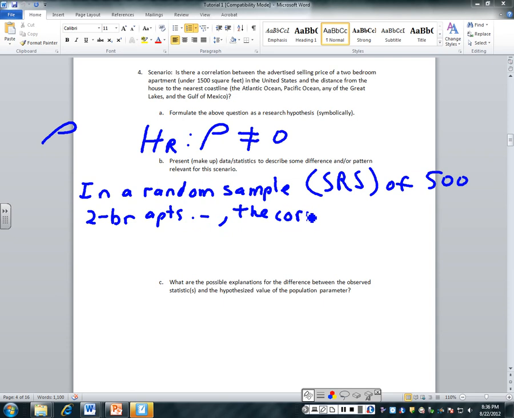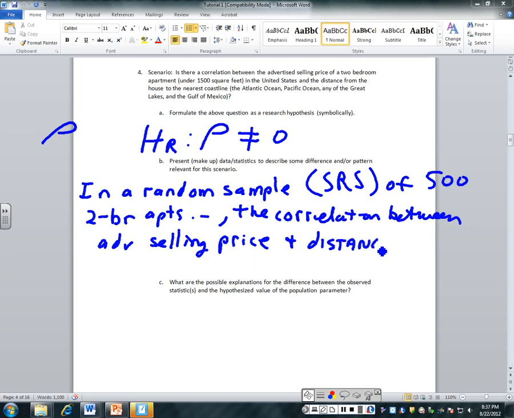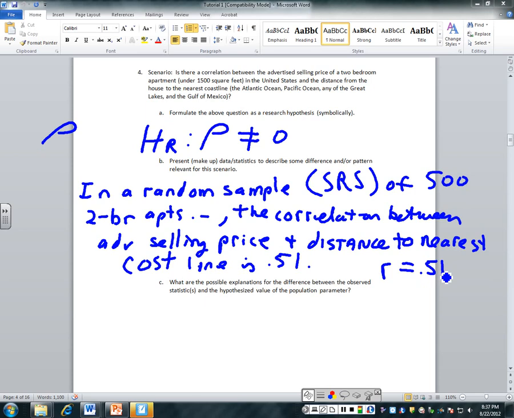the correlation between the advertised selling price and distance to nearest coastline is 0.51. In other words, r, this is our sample of 500, is equal to 0.51. So is that a large enough correlation in the sample to help us say that the population correlation is not equal to zero? We'll get to the calculations of that later in the course, but right now we'll just note that there are two explanations for that correlation of 0.51.